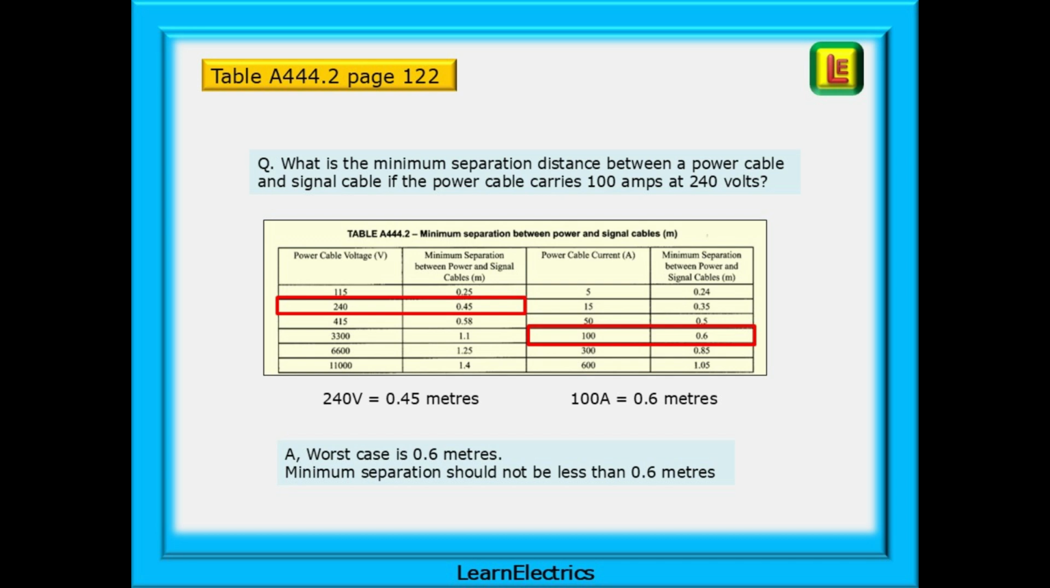Find the separation distance for 240 volts, which is shown as 0.45 meters. Then, in the second table, find the distance for 100 amps, which is 0.6 meters. What is the worst case? What is the biggest distance required? This is 0.6 meters, and that is our answer.